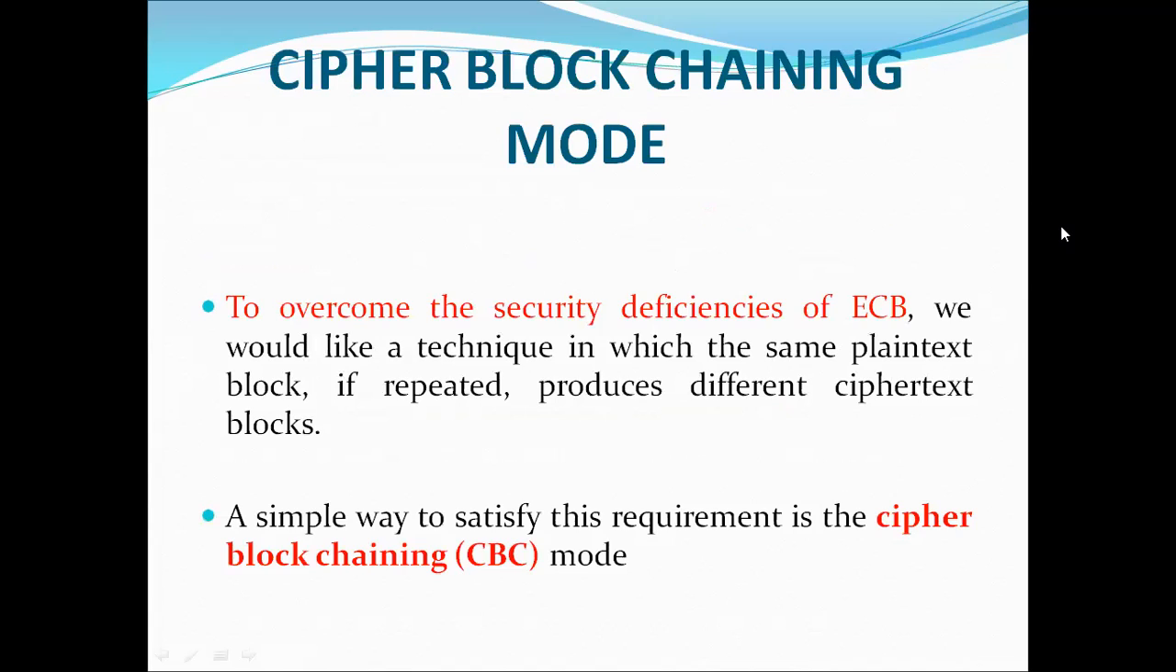Cipher block chaining mode is the next mode of operation. To overcome the security deficiency of ECB, you would like to have a technique in which the same plain text block, if repeated, produces a different ciphertext block. A simple way to satisfy this requirement is the cipher block chaining mode. We will continue the further explanation about CBC mode of operation and the remaining three modes of operation in the next video.